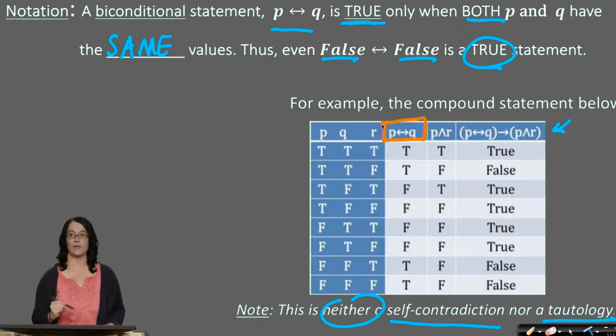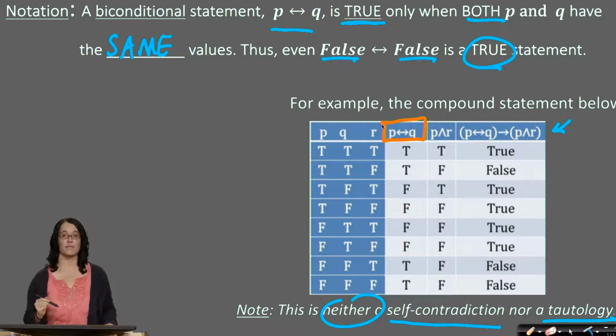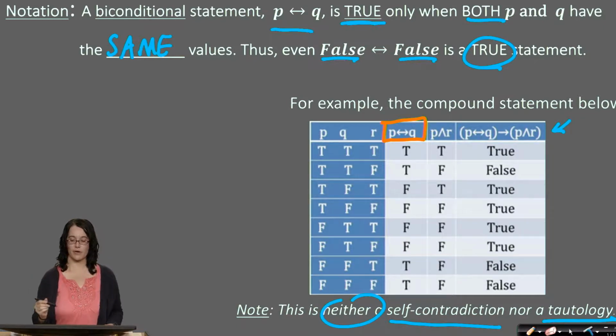How did they get this column here? P if and only if Q, okay? So they're comparing the P column with the Q column, these two, and the connective is if and only if, the double arrow. So we just learned, and you want to add this to your note cards, right? We just learned that an if and only if, or a biconditional, is true when they're the same value.